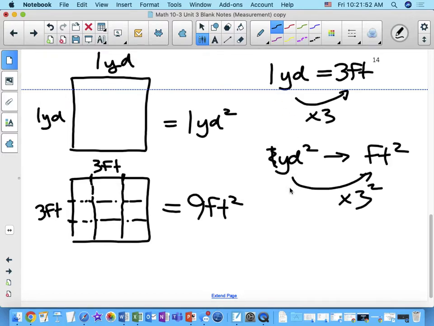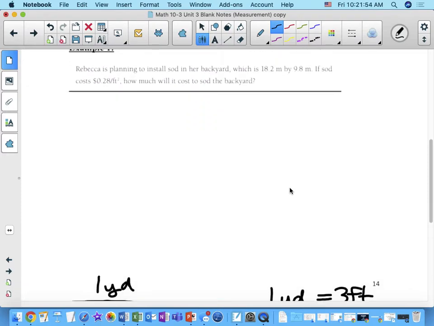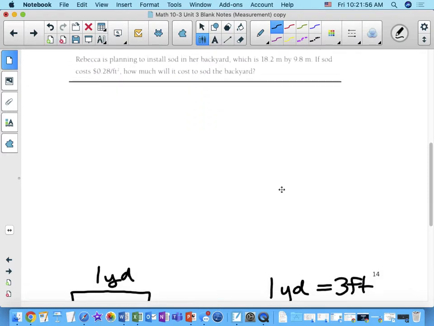All right, so let's go and try some examples. Okay, Rebecca's planning to install sod in her backyard, which is 18.2 meters by 9.8 meters. If sod costs 28 cents per foot squared, how much will it cost to sod the backyard? Okay, so she's got this rectangular backyard. It's 18 meters by 9 meters, but the cost of the sod is in square feet. It's not in square meters.